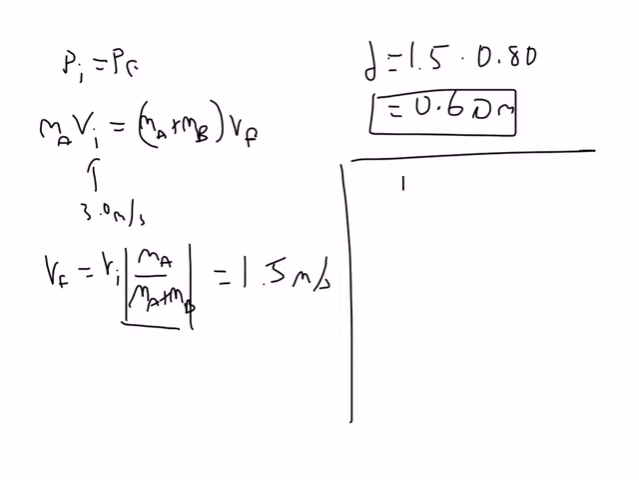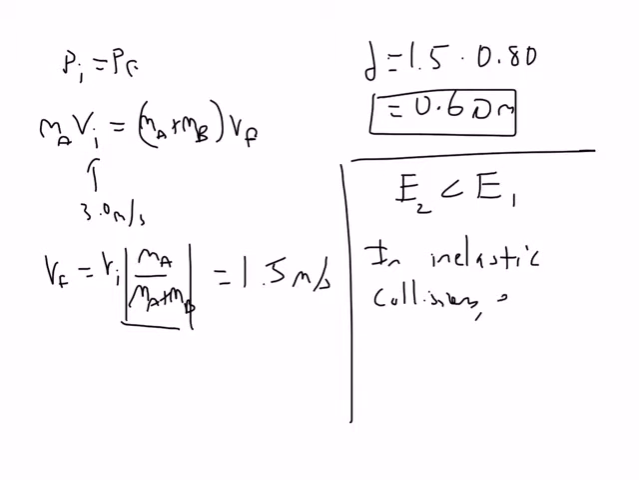So I would say that we know that E2 is less than E1 because in an inelastic collision, right, in inelastic collisions, energy is lost. And that's it. That's all you have to do. Right? You have to remember that when they say the keywords sticks together in a collision, that means inelastic. And in inelastic collisions, energy is lost. That's it. Okay? And that fully justifies it.